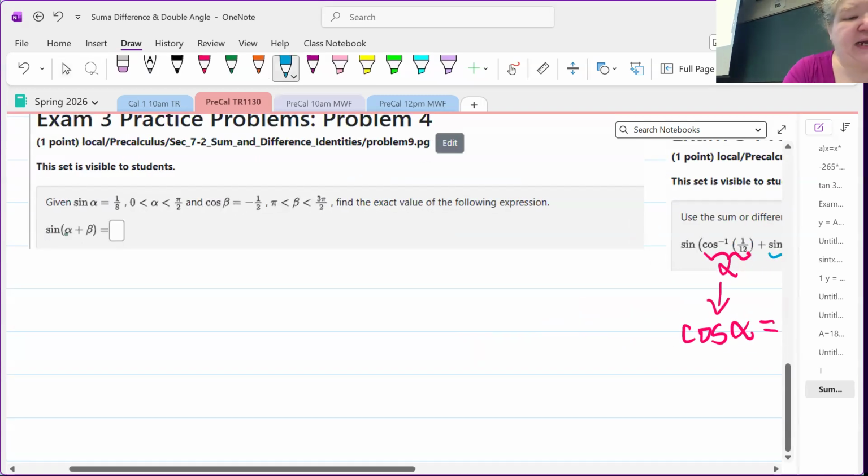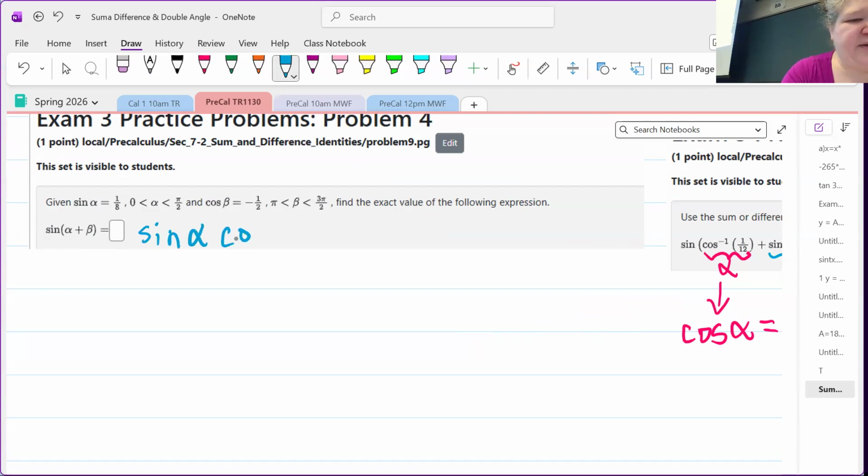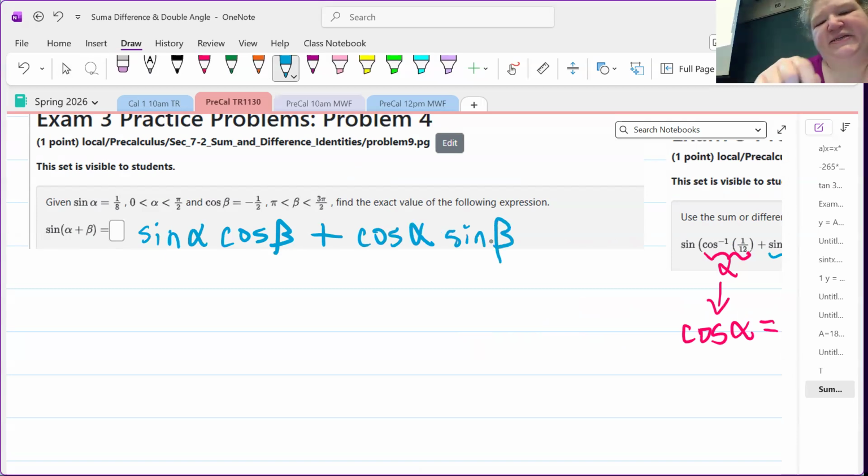All right, so sine of alpha plus beta. If we look at our formula sheet, this formula is sine alpha cosine beta plus cosine alpha sine beta. Easiest mistake to make here is to copy the wrong formula down, especially since you're having to flip the page over and back again.